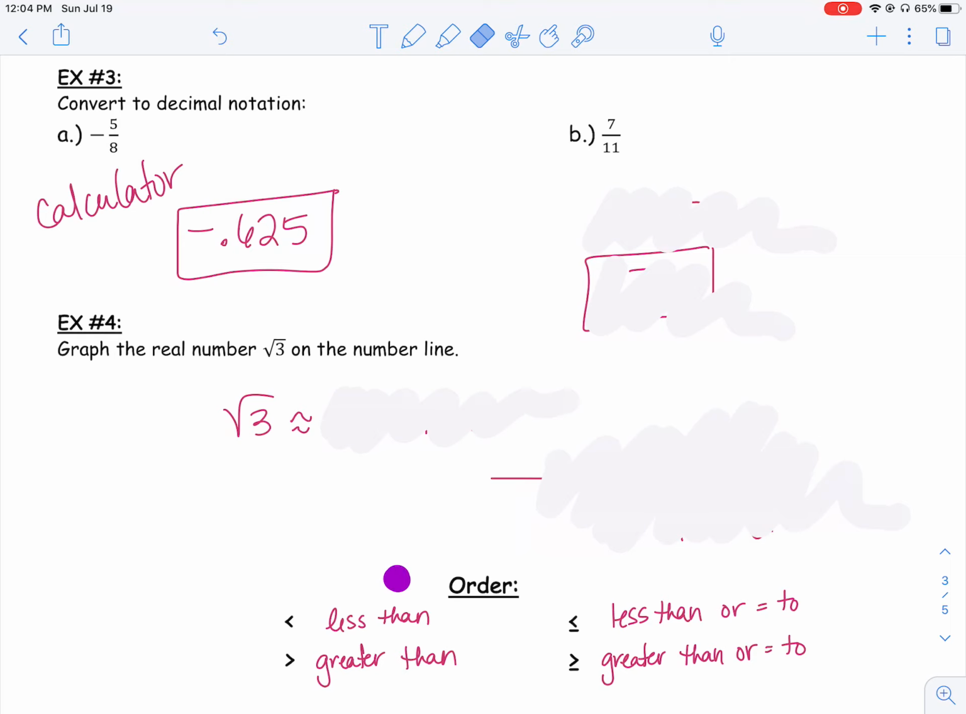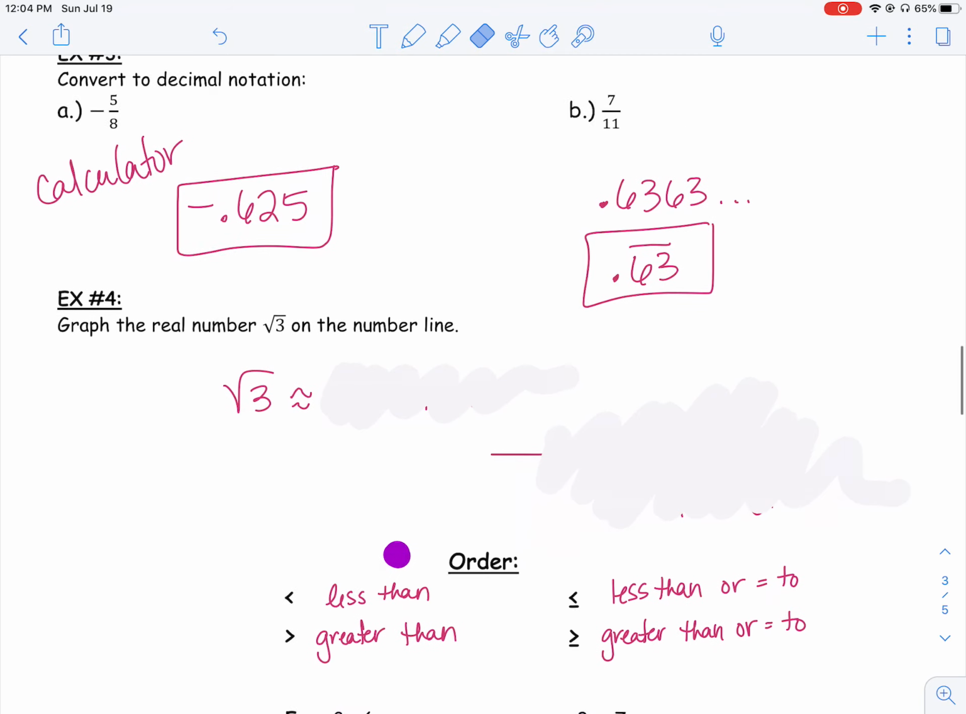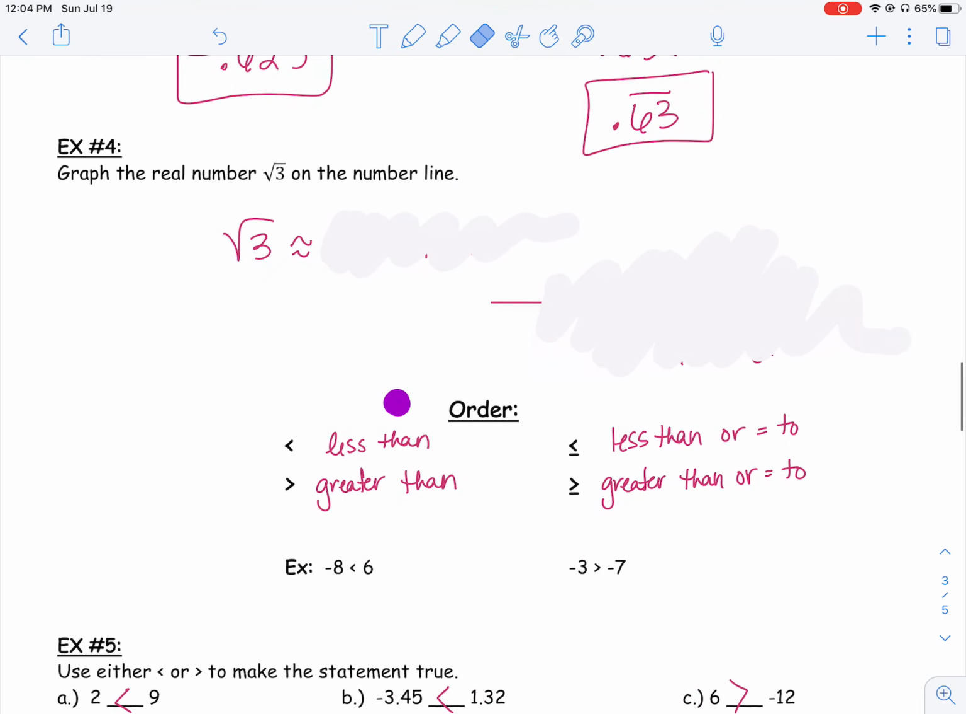Or 7 over 11, we're not sure what decimal that is, but we can use our calculator and do 7 divided by 11. It should get you this decimal, 0.6363, and it's going to keep repeating. So we can actually use that repeating bar to represent that that 63 is going to continue in that pattern. So 0.63 with a bar over it.